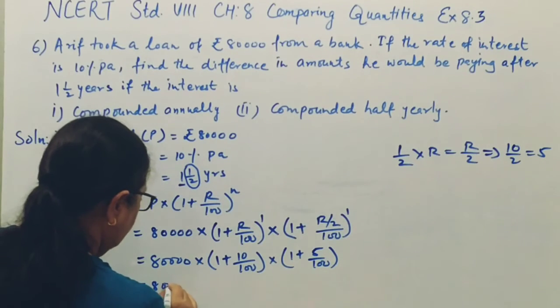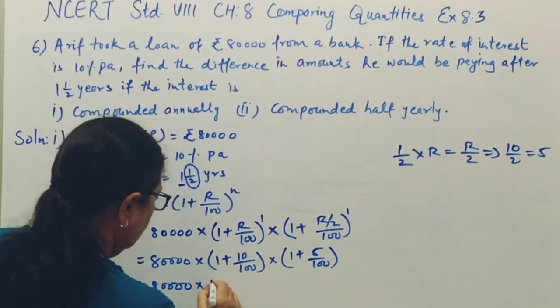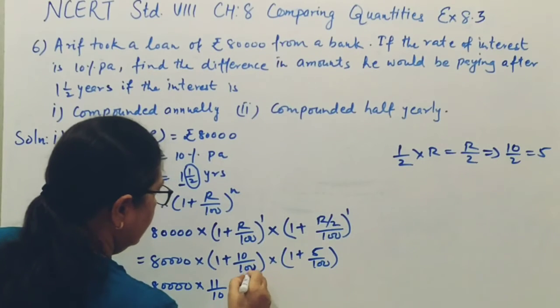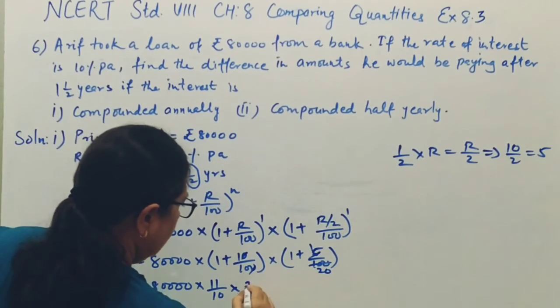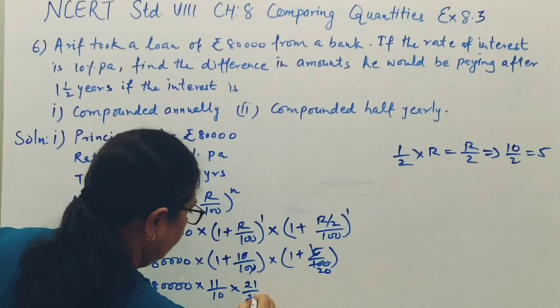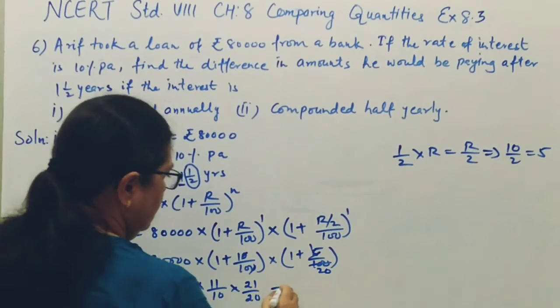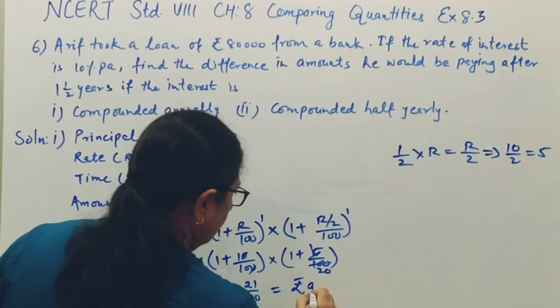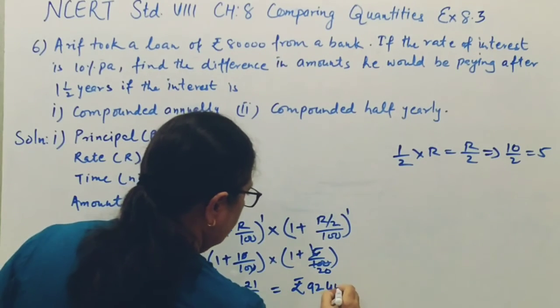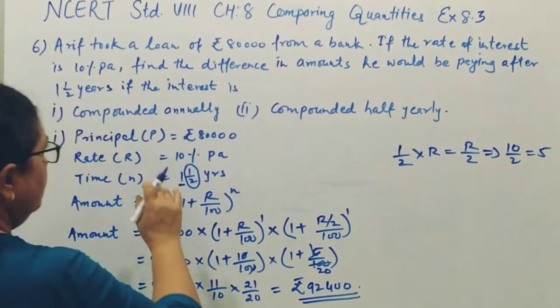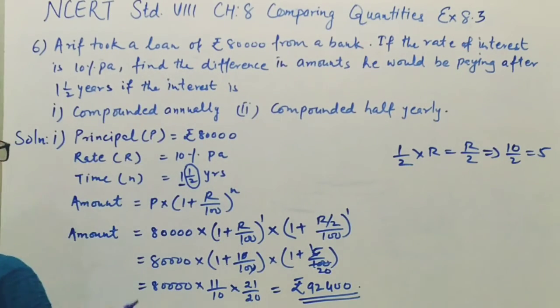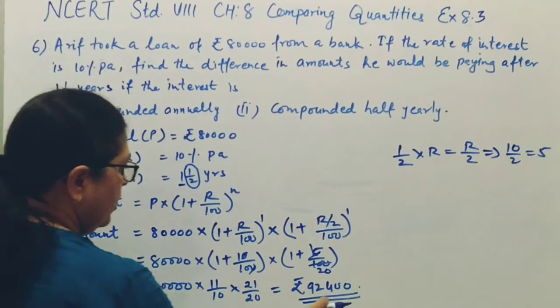After simplification we get 80,000 into 11 upon 10 into 21 upon 20. We get rupees 92,400 at the end of 1.5 years if it is compounded annually.